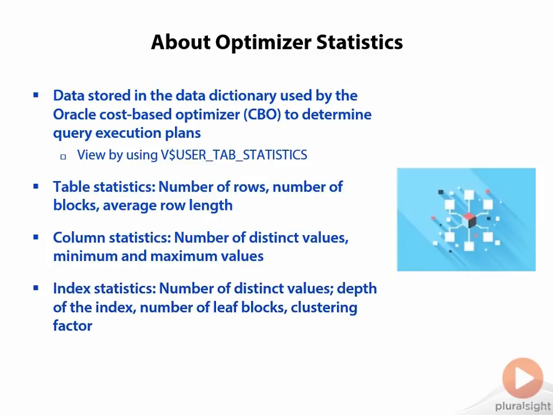Index statistics look at distinct values again, the depth of the index, how many leaf nodes you have, how many branches, etc., how many leaf blocks you have, I should say, clustering factor, etc.